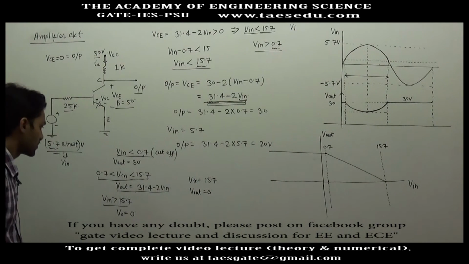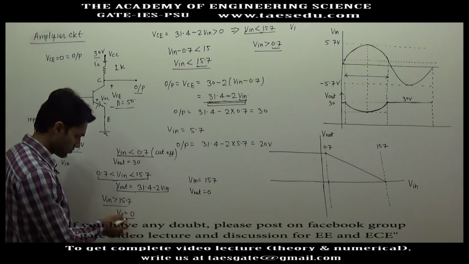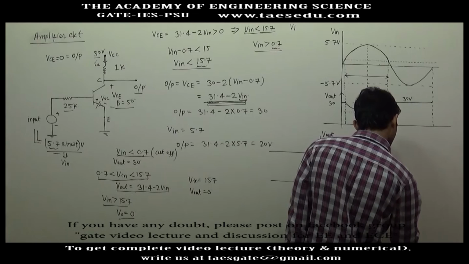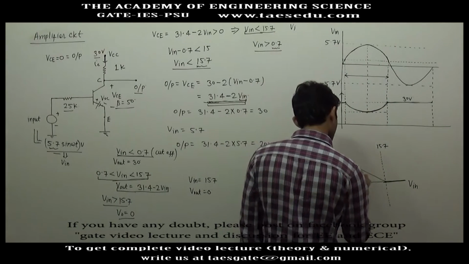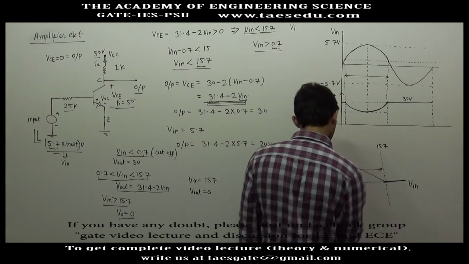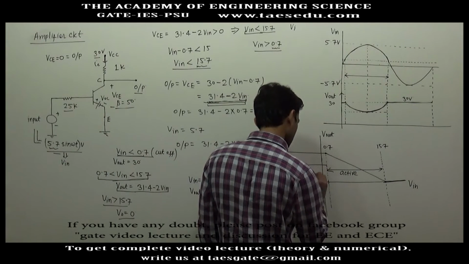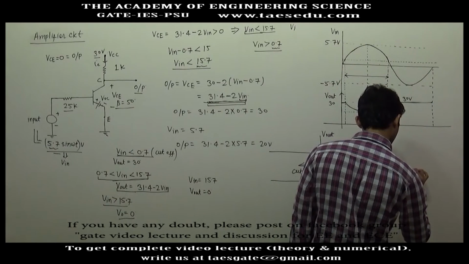And in saturation region, when input voltage is greater than 15.7 volt, output is constant at 0. So after this point, we will get constant 0 voltage. This is for active region, and before this point is cutoff, and to the right of this point we have saturation.